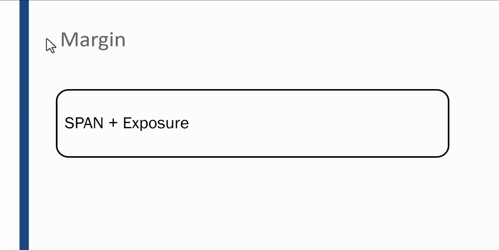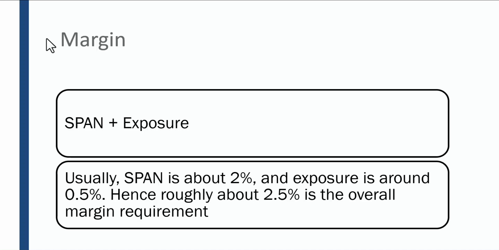Okay, so margin, we are supposed to make a margin. The margin is SPAN plus exposure margin. So there are two kinds of margins, SPAN and exposure. Usually SPAN is about 2% and exposure is around 0.5%. Hence roughly 2.5% is the overall margin. So the stock exchange is going to take 2.5% margin.